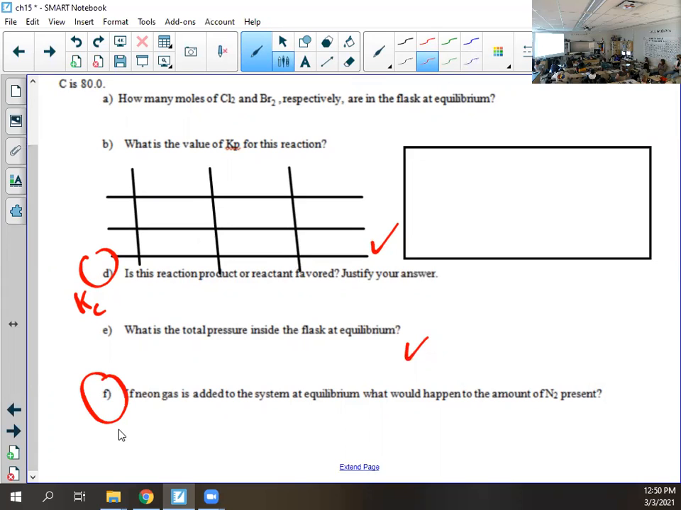All right, everyone, this is a really good question from another chapter. If neon gas is added to the system at equilibrium, what would happen to the amount of N2 present? Nothing. Remember? The pressure of a gas is independent of the pressure of any other gas. Remember that? The partial pressures from chapter 10. If we add a non-reactive gas to the equilibrium, it won't affect the pressure of the other parts. There will be, when we get to equilibrium, some of everything.